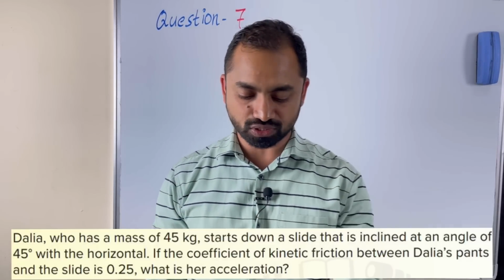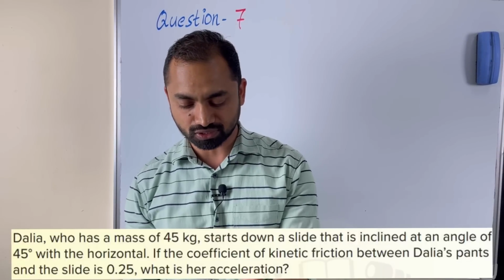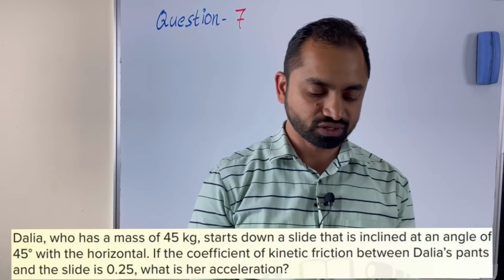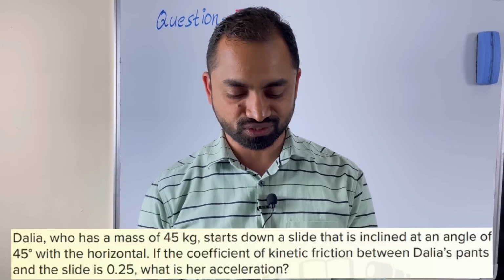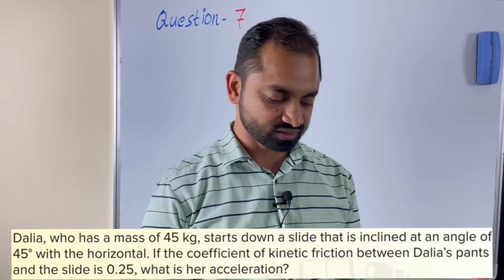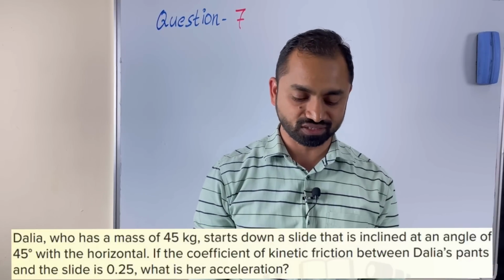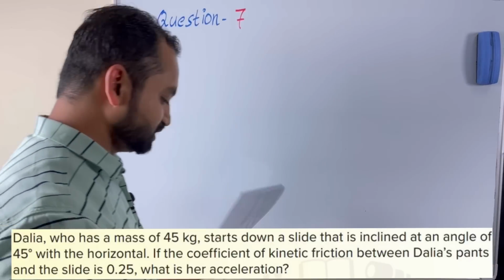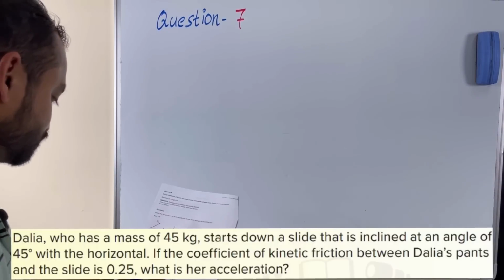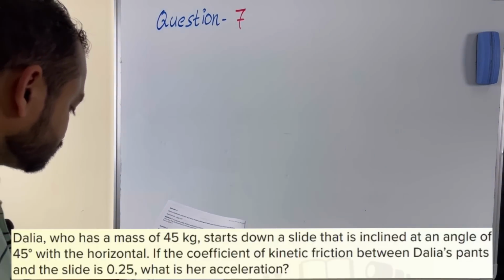So Dahlia, who has a mass of 45 kg, starts down a slide that is inclined at an angle of 45 degree with the horizontal. If the coefficient of kinetic friction between Dahlia's pants and the slide is 0.25, what is her acceleration? So here we need to calculate the acceleration. So what is given in the question?